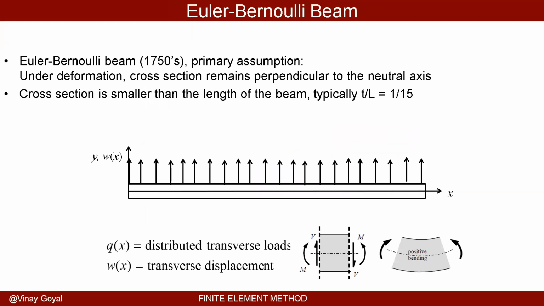And how can we go about that? Euler-Bernoulli in the 1750s had a primary assumption that he put forth, and that is that under deformation, for very long beams, they're slender, and that means that the length is typically longer than the thickness by 15 times, that the cross section stays perpendicular to the neutral axis. That in fact, this cross section here, and I'm talking about the cross section of this beam, stays perpendicular to the neutral axis during deformation. And that really simplifies a lot when it comes to the formulation for Euler-Bernoulli beam.